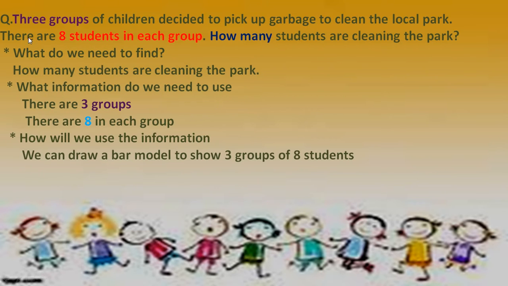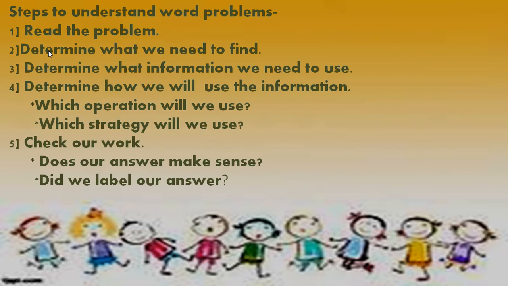First is, read the word problem. Determine what we need to find. After reading the word problem, we will have to understand what we will need to find. Determine what information we need to use. So now we have to identify the useful relationships and information that we can use to solve the sums. Fourth is determine how we will use the information, means which operation we are going to do.